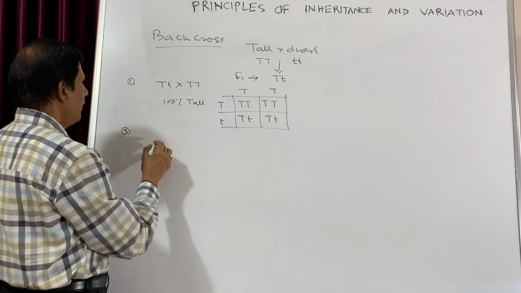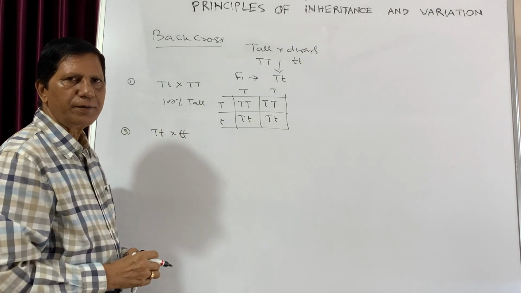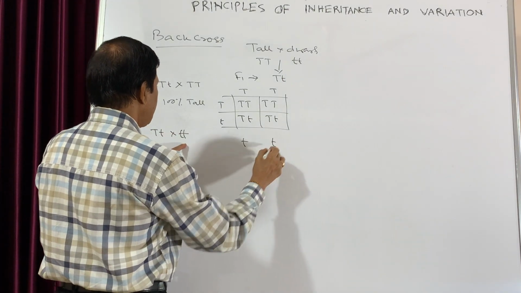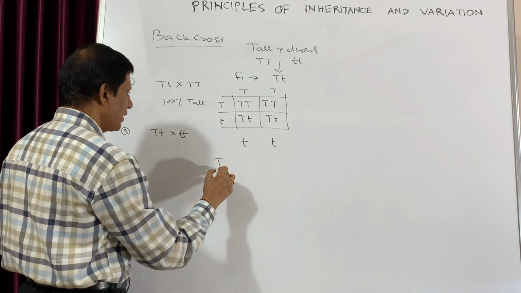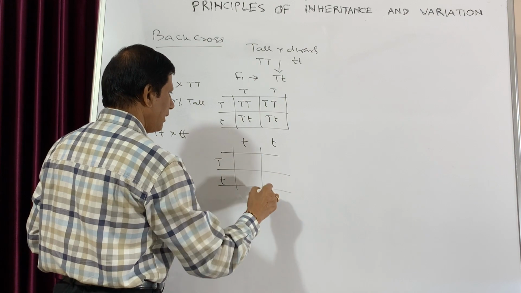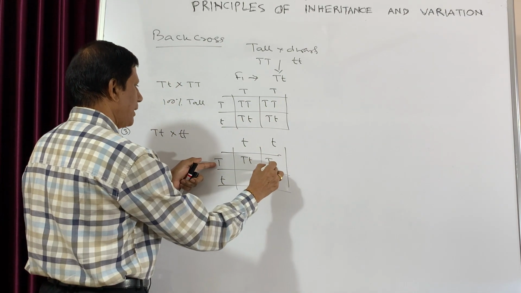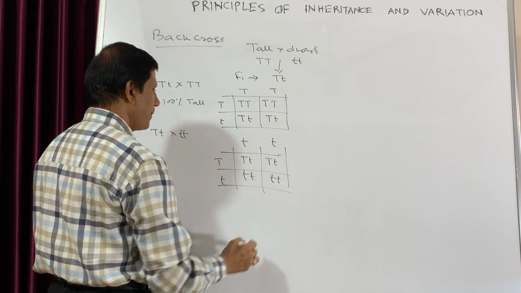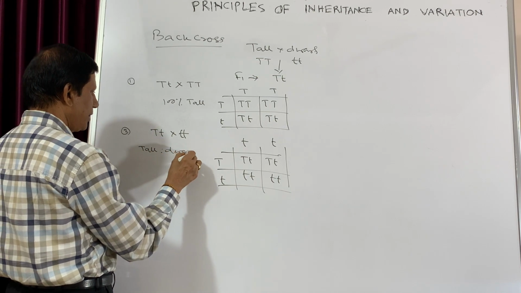In the second one, the F1 hybrid is crossed with a recessive parent. So in this case, what will happen? The recessive parent will produce gametes of one type, small t, and the F1 hybrid will produce gametes of two types. Now, if they combine randomly, what will happen? Capital T, small t, capital T, small t. This is small t, small t, small t.